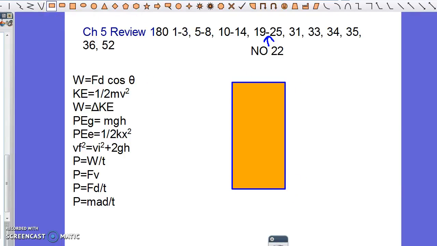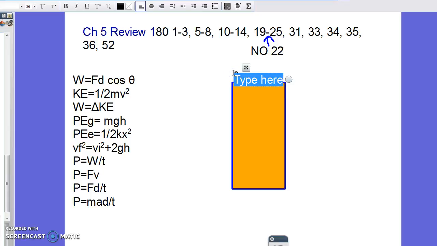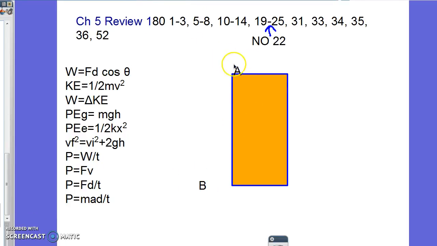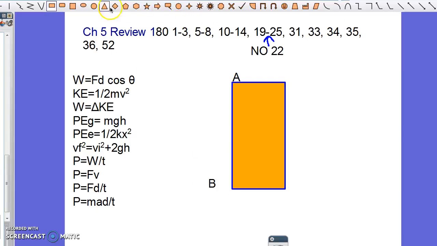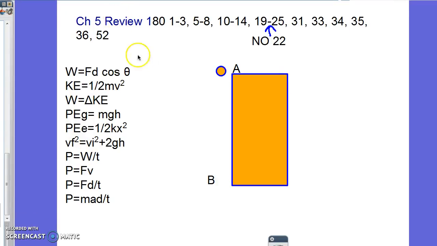Okay, you've got one person at point A, and you've got another person at point B. And the question is saying, if we drop a ball, will they agree on this and that? So as the ball falls, the potential energy associated with the ball, will they agree on potential energy? If they both consider their location to be 0, will they agree on potential energy?